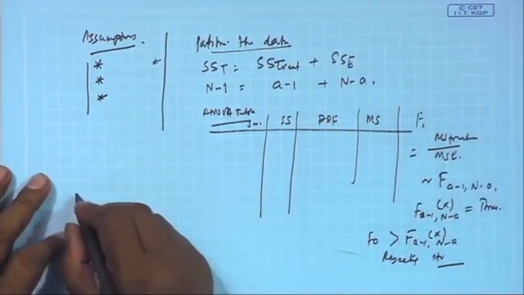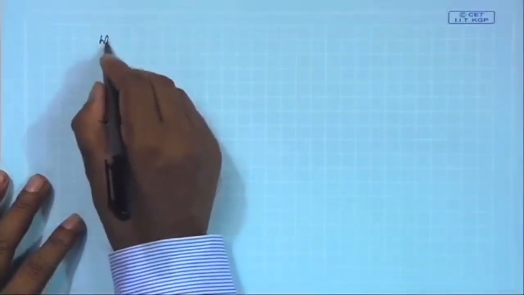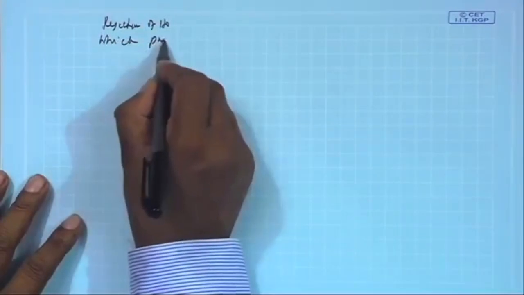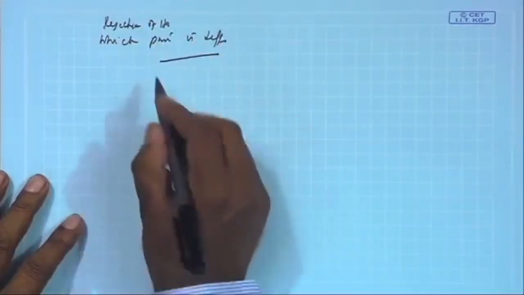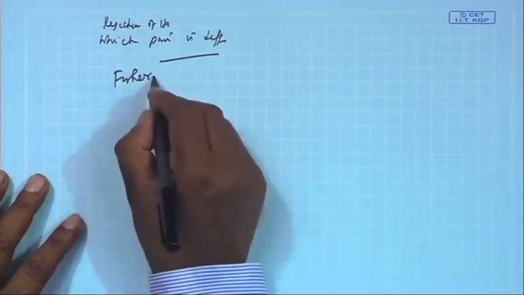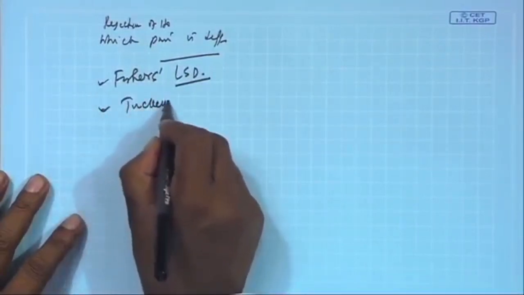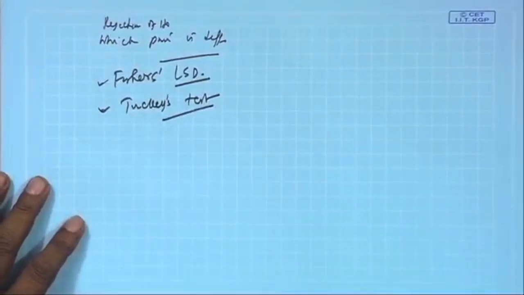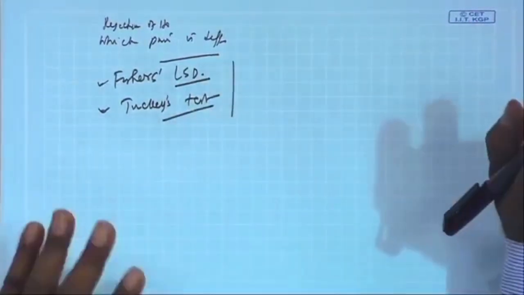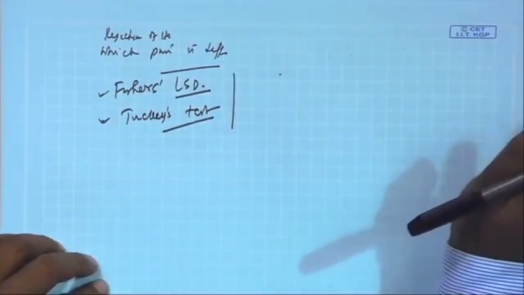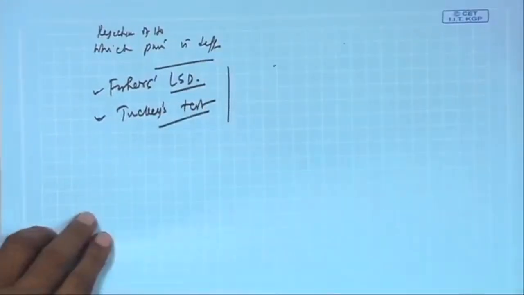Once you reject H0, pairwise comparison is important, because you are interested to know which pair is different. Rejection of H0 is followed by finding which pair is different. There you have used Fisher LSD, least significant difference, and we have used Tukey's test also. In addition, for testing the assumptions, there are residual plots and so on. So, this is in a nutshell the one-way ANOVA.